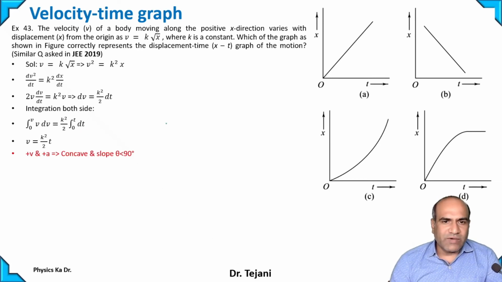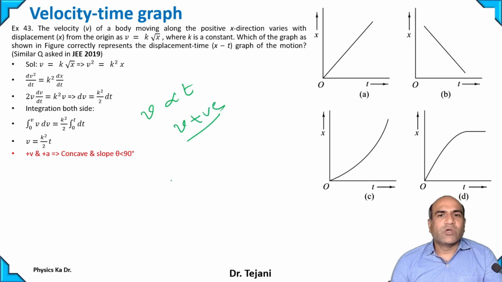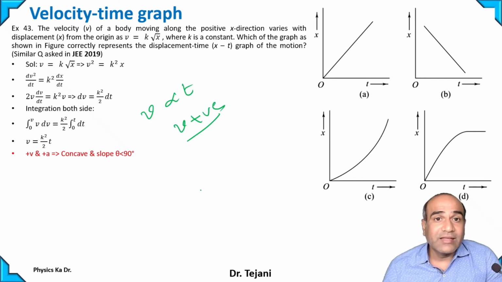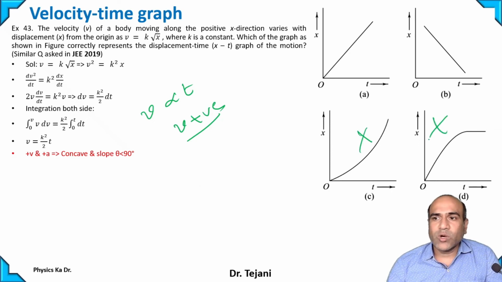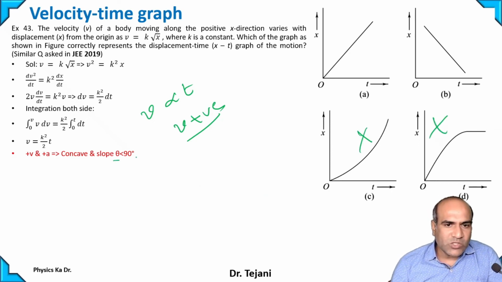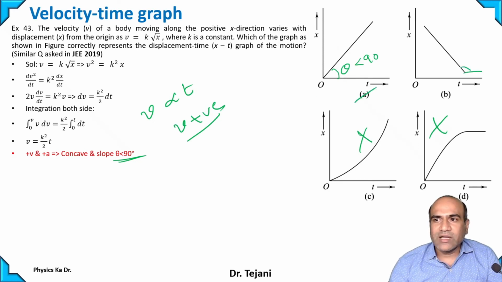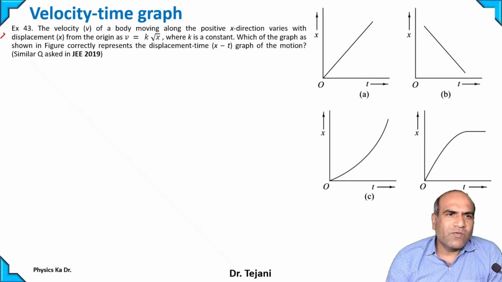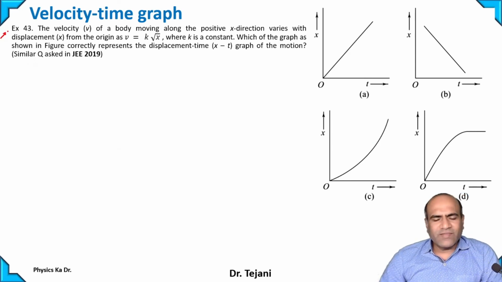So here you can see velocity is directly proportional to t, and v is positive. Right? Velocity is directly proportional to t. That means the line is linear. So these two options are not required. Second is the slope is positive, so you can directly take the slope theta. It is less than 90, so it works. But here theta is greater than 90, so it won't work. B won't work. So that is the answer.